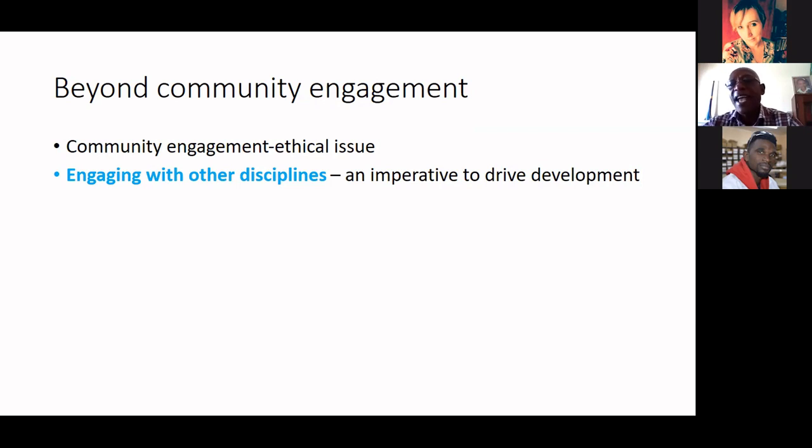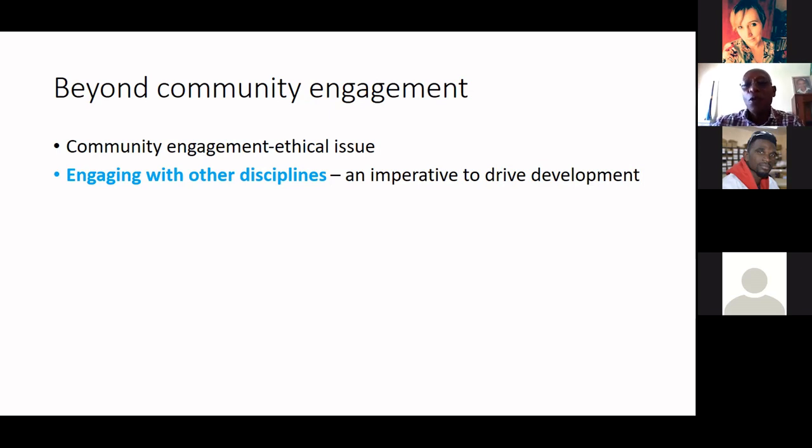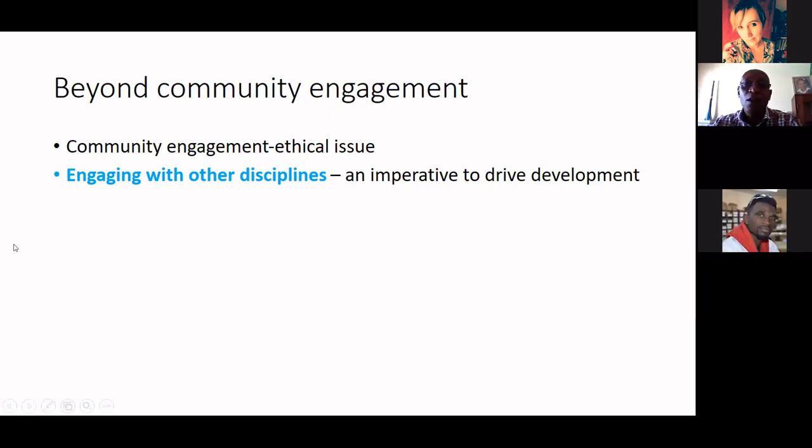We, as archaeologists and related professionals, have to engage with other disciplines who are also involved in developmental issues. I think that engaging with other disciplines is actually an imperative if archaeological resources are to drive development, if archaeological resources are to play an important role in uplifting the quality of life of ordinary people.